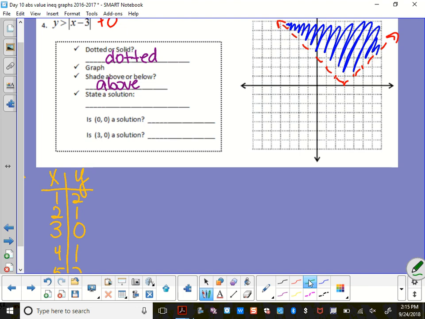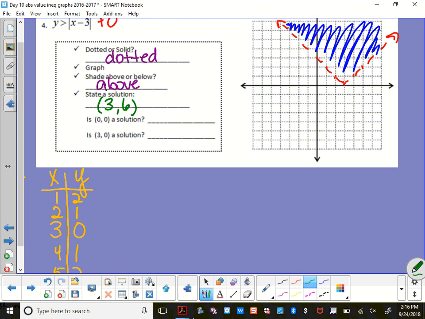Positive 3, 6. Okay, that works. Positive 3, 6. You can pick anything that is above that red line.